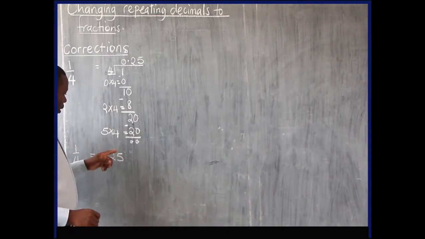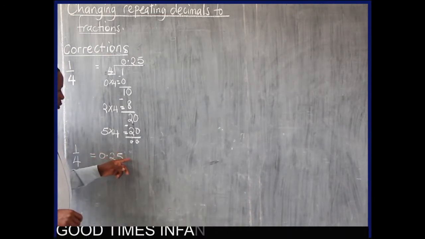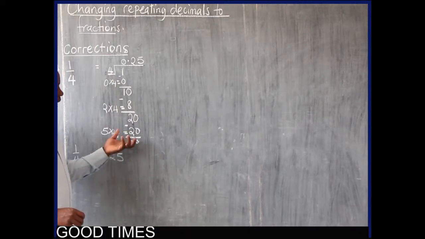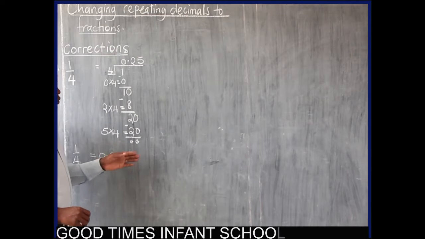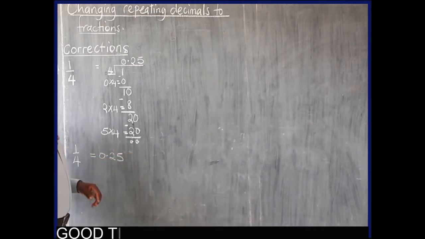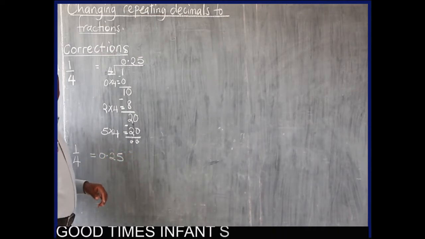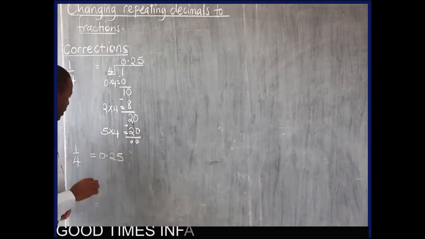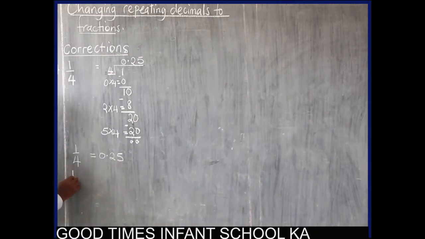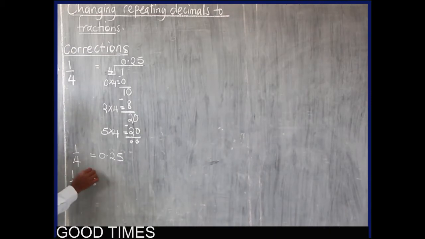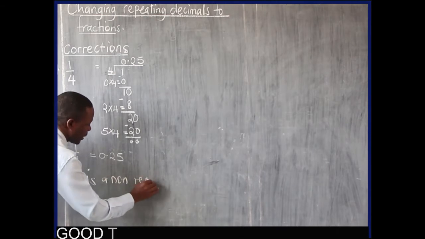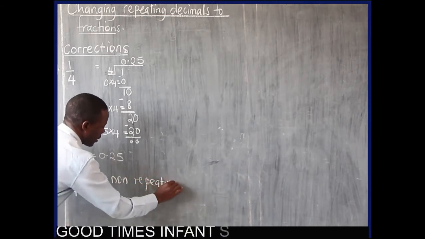Please note that here we don't have dots and we are not showing dots because this is a terminating fraction. It has completed. It is not continuous. And the question was saying we identify which fraction is repeating or non-repeating. So this is a non-repeating fraction. So we say a quarter is a non-repeating decimal.